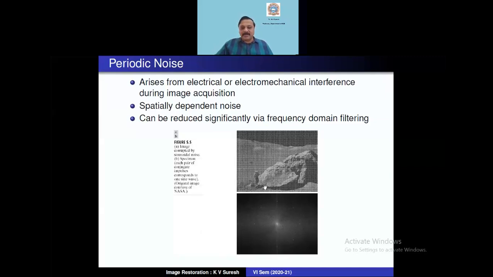Actually, in this image, you have a sinusoidal signal along the x direction. That is why you could see periodicity here. You also have a sinusoidal signal along the y direction. You have a sinusoidal signal along the diagonal direction. That means the sine signal is varying along x, along y, and along the diagonal directions.